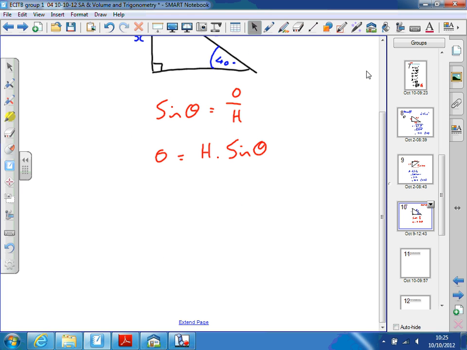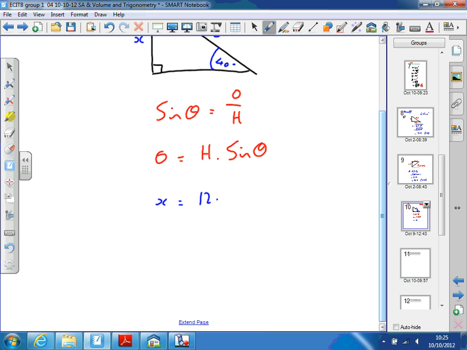So now just bang in the figures. X, which is what I'm after, equals 12.8 times the sine of 40 degrees. 8.23 to 3 significant figures. Anybody else? No, shouldn't do. Anybody else get a different answer?